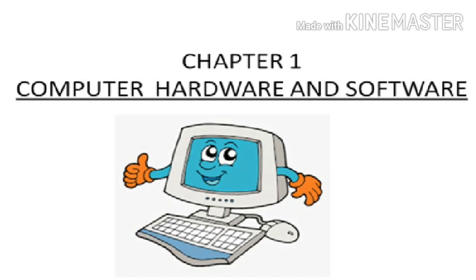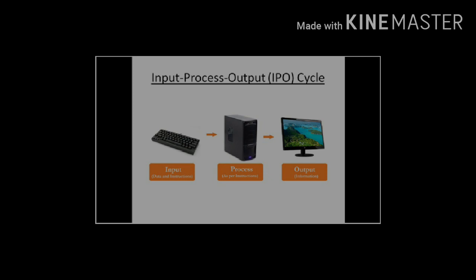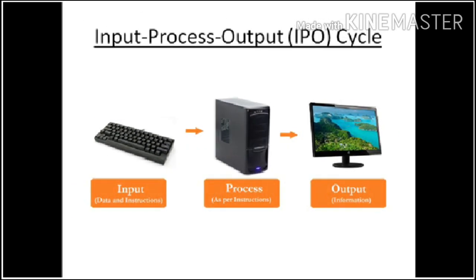Children, so this is our first chapter, computer hardware and software. A computer is made up of software and hardware. Any computer part which you can touch is the computer hardware, and software are programs installed into the memory of the computer. Okay children, let's move on to the input process output cycle.